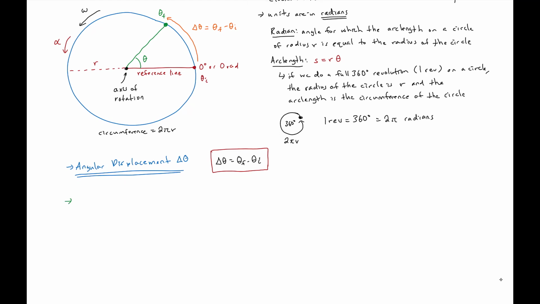So moving on, we've already covered displacement. We want to cover angular velocity, omega. So angular velocity is defined as angular displacement over time, just like its linear counterpart. So now we have an expression for the average angular velocity. So we have omega average is equal to the displacement over a change in time.